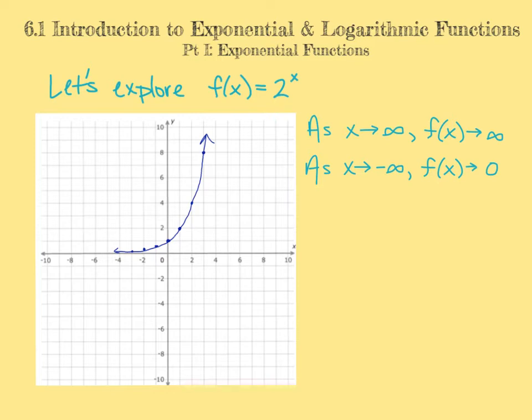Now, a horizontal asymptote doesn't always have to be what's happening to the right. It can be what's happening to the left as well. So our horizontal asymptote here is actually the x-axis, the line y equals 0, because as x approaches one of the infinities, in this case negative infinity, it's what our function's approaching.